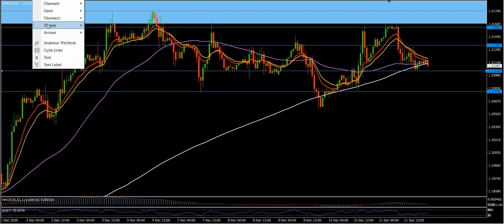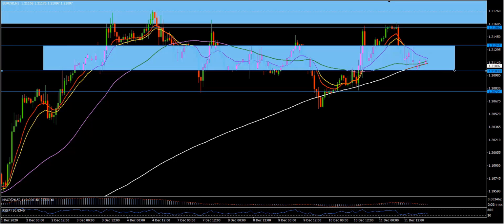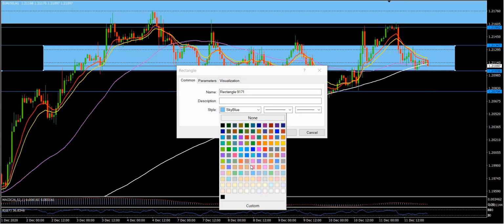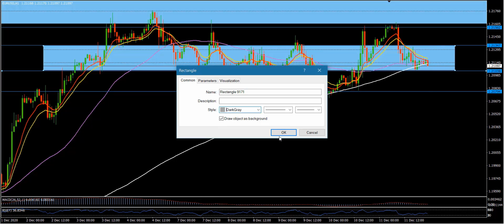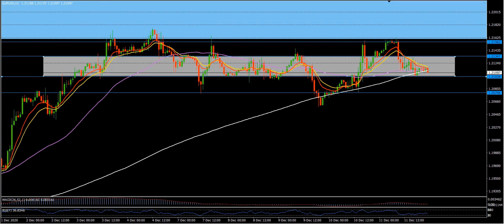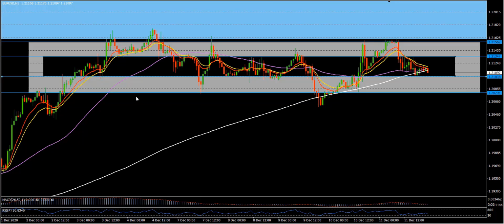Yes, insert shape. I'm trying to mark the strong support point. Here it is. I will change the color. Yes, another color, this one, it may be better. So I will insert another shape, this one. Okay, in the hourly chart we find the support and resistance zones. This is a strong support and resistance zone, and this is our average support and resistance zone here.